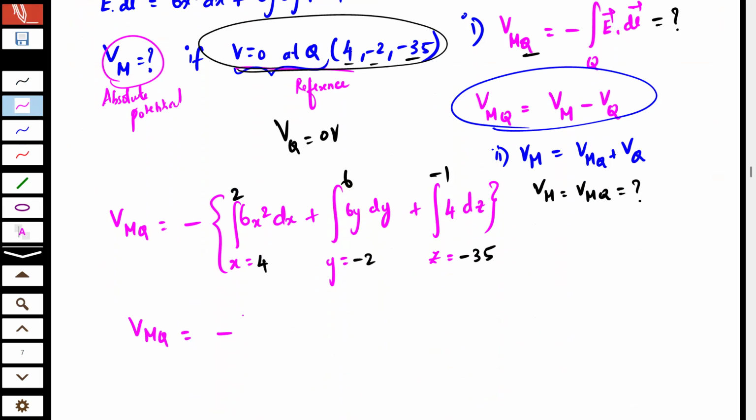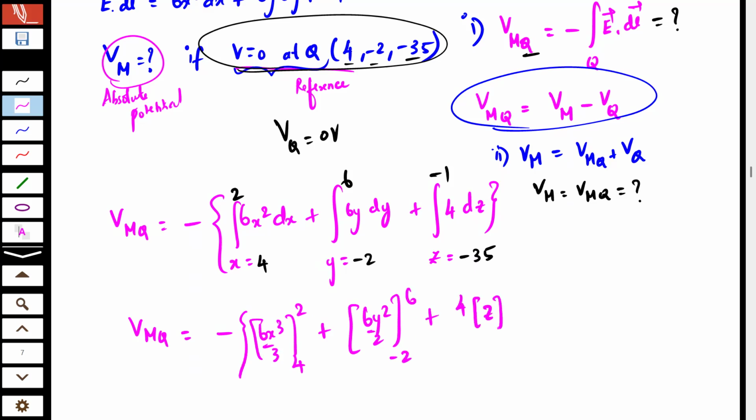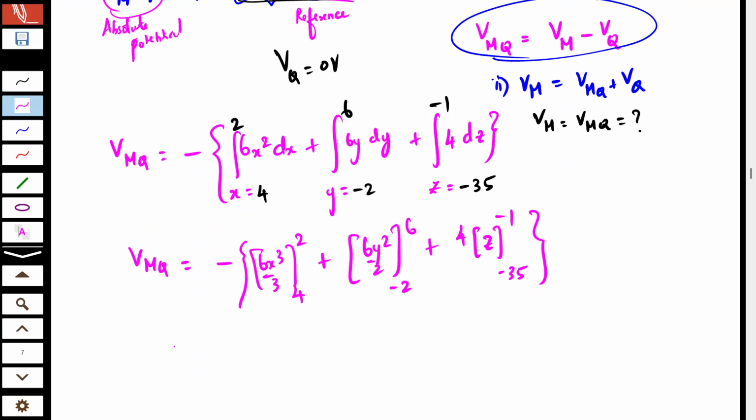I will write directly 6x cubed by 3, applying the limits 4 to 2, then 6y squared by 2, applying the limits -2 to 6, then 4z, applying the limits -35 to -1. This is going to give the answer, and I will directly write the answer. You can apply the limits and verify the answer yourselves. So VMQ is going to be -120 volts.